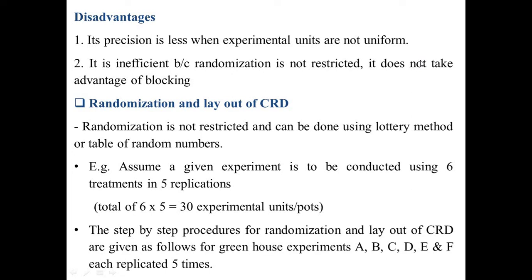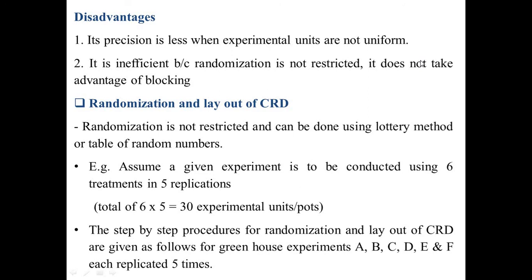When we come to the randomization and layout of CRD, randomization is not restricted, because all treatments are randomized, or assigned at random, across all the experimental units at a time. That means there is no blocking. So randomization is not restricted, and we can also use the lottery method or a table of random numbers.